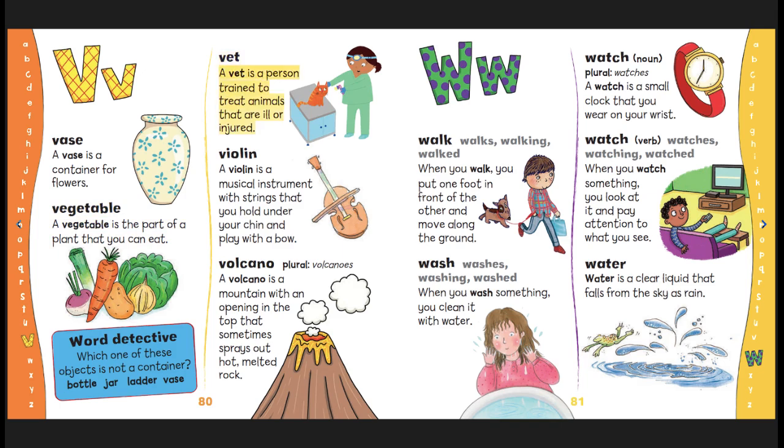Vet. A vet is a person trained to treat animals that are ill or injured. Violin. A violin is a musical instrument with strings that you hold under your chin and play with a bow. Volcano. Plural, volcanoes. A volcano is a mountain with an opening in the top that sometimes sprays out hot, melted rock. Word detective. Which one of these objects is not a container?